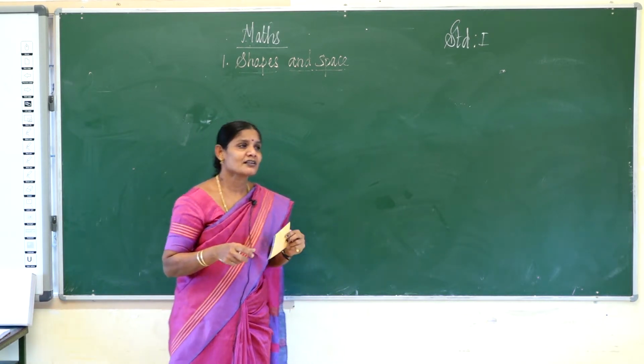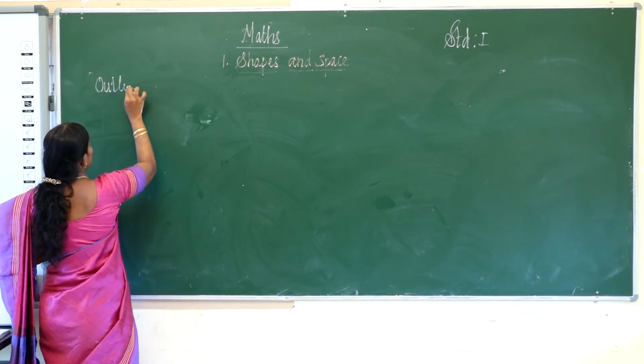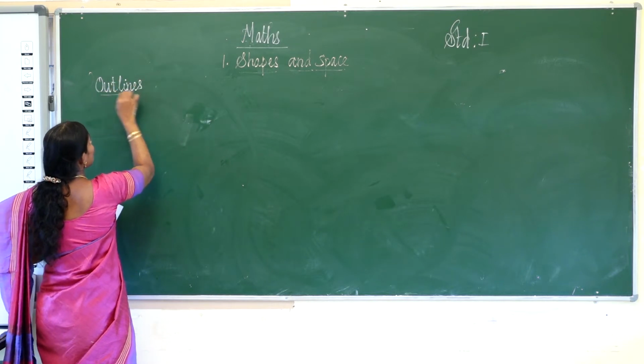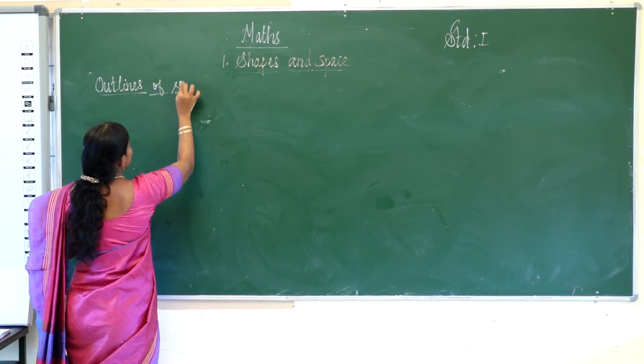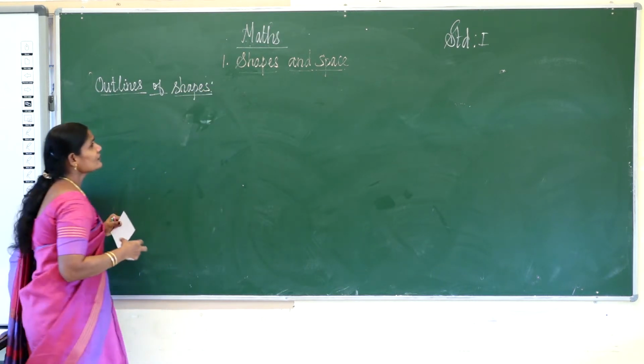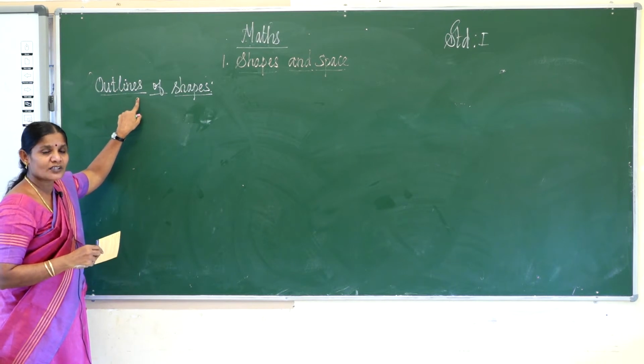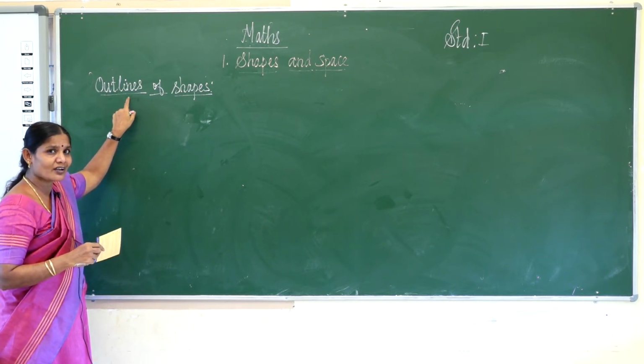In today's class, we discuss outlines of shapes. So, we see outlines of shapes. Listen here. This is the outline. Read. This is outlines. What's the meaning of outlines?